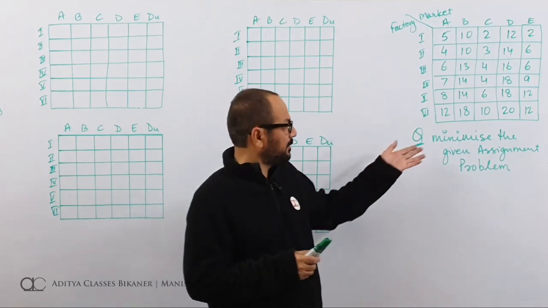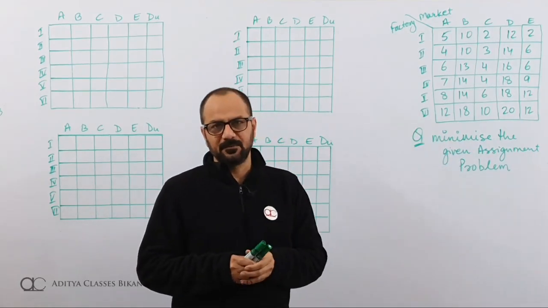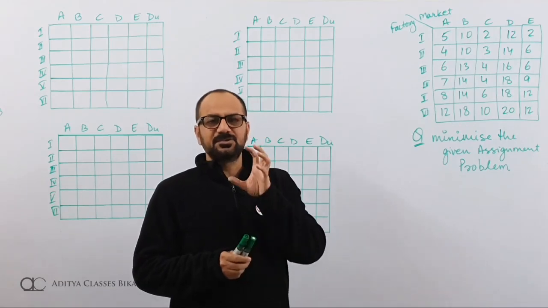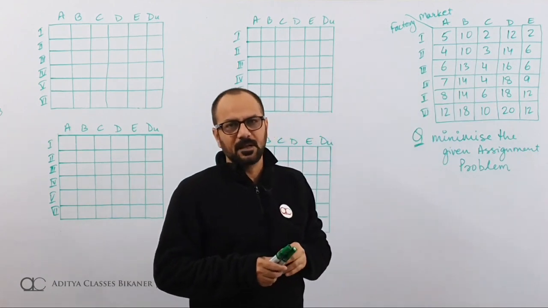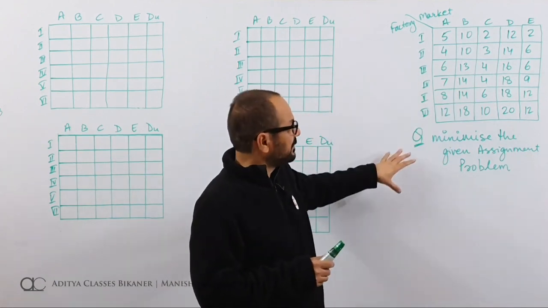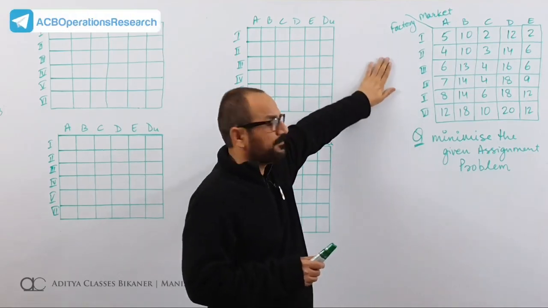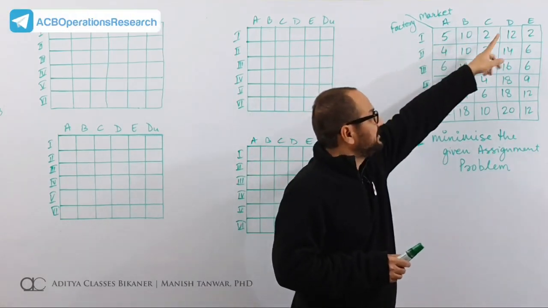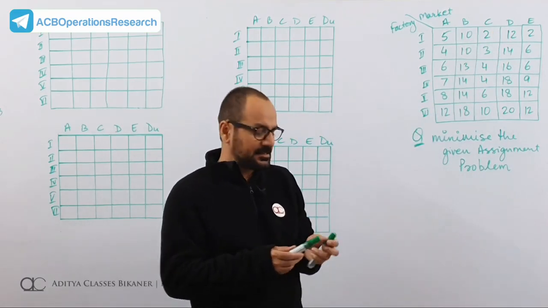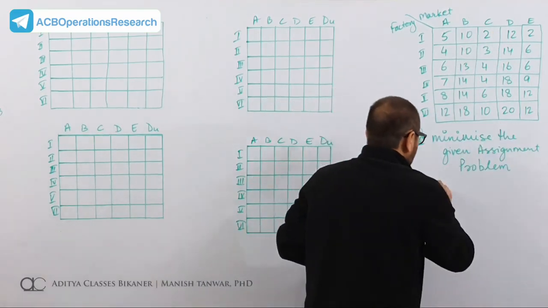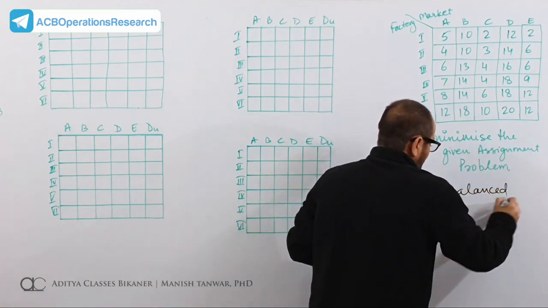Now today we take up a problem where we will try to minimize the assignment problem. We will try to look for a solution which is minimizing the total cost of this problem. But when we go ahead and try to solve this problem, we see that there are 1, 2, 3, 4, 5, 6 factories and A, B, C, D, E, 5 markets. Now this is a case of an unbalanced problem.